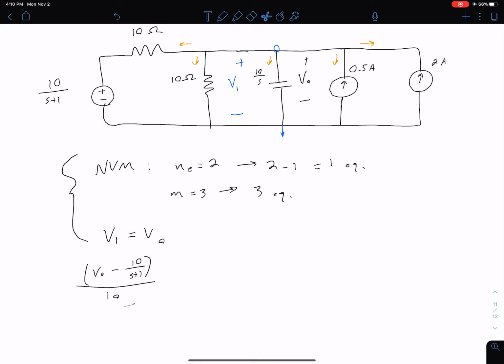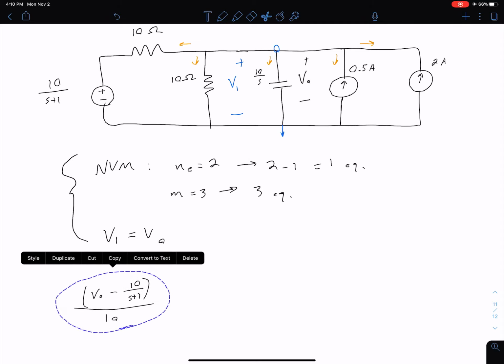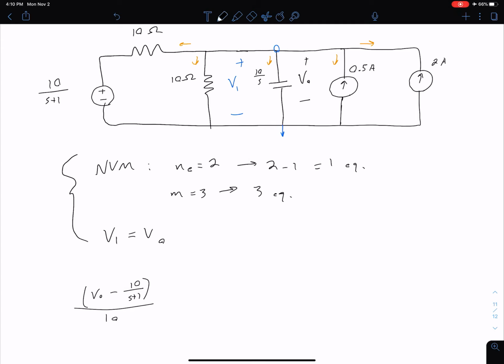Let me move that down a little bit just so we're not too close to that previous line. The next current going downward through the 10 ohm resistor is V out over 10. Going down through that capacitor, we have V out over the quantity of 10 over s. And then we have our two current sources, which are negative 0.5 and negative 2. That's everything, so we set that equal to 0.